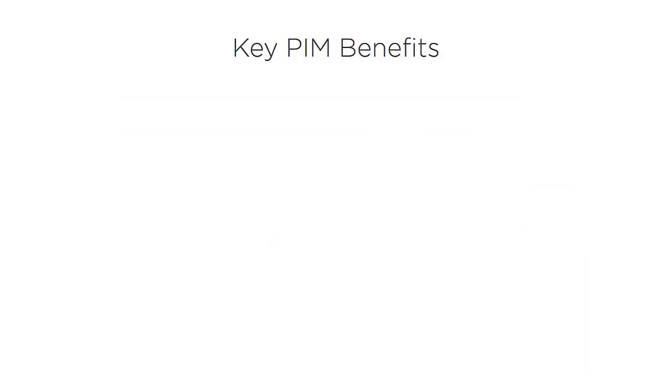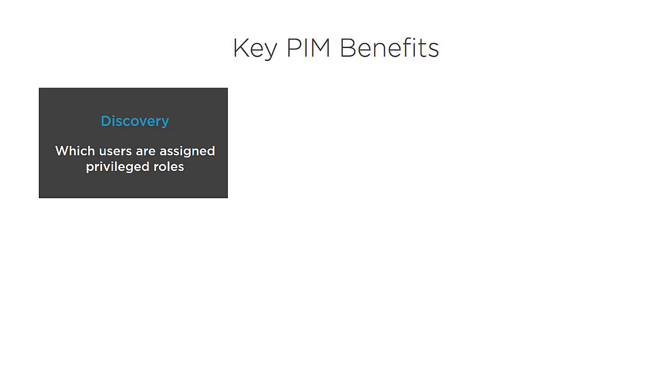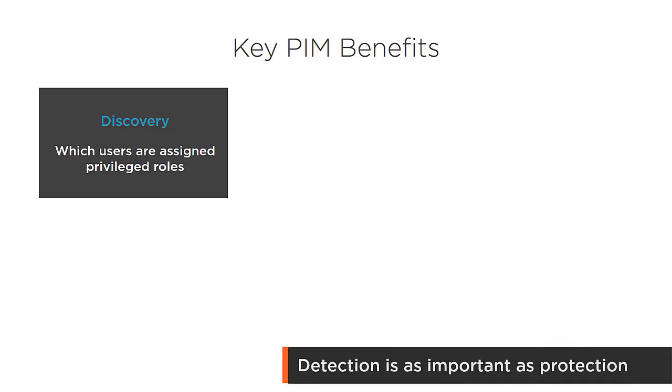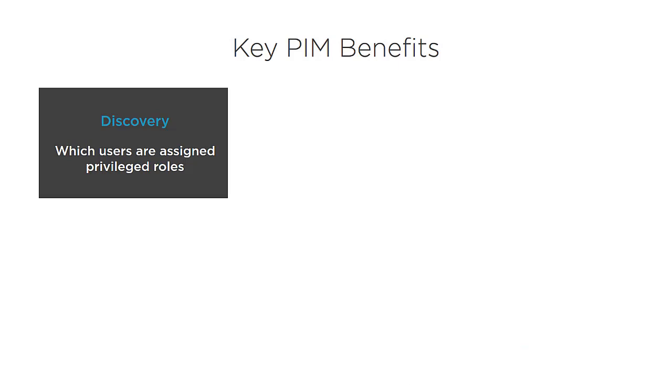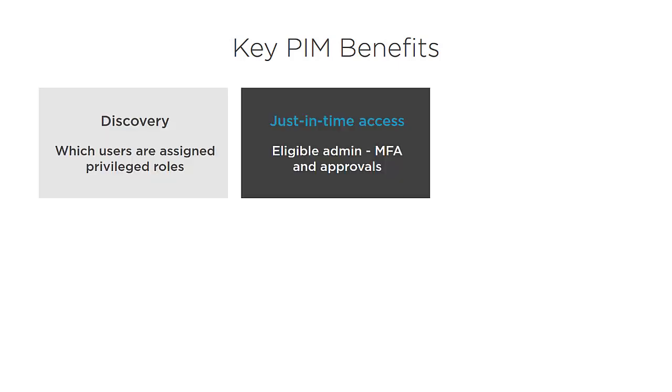It helps you discover and see which users are assigned privileged roles in your environment. Remember this. Detection is as important as protection, because being able to detect who has admin access is the first step to acting on them later. Now that you know who has been assigned to different roles, you need to apply the concept of just-in-time access, so that users are eligible for privileged role and they need to elevate and activate their roles only when needed. And for the rest of time, they have regular user privileges.